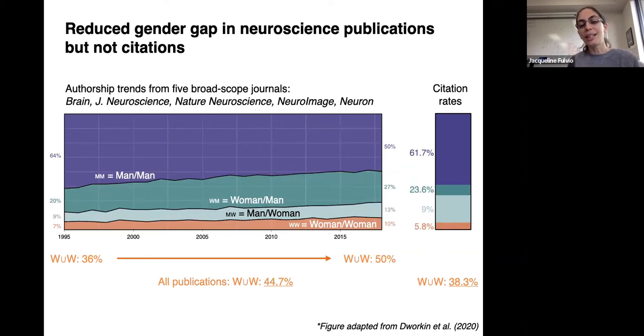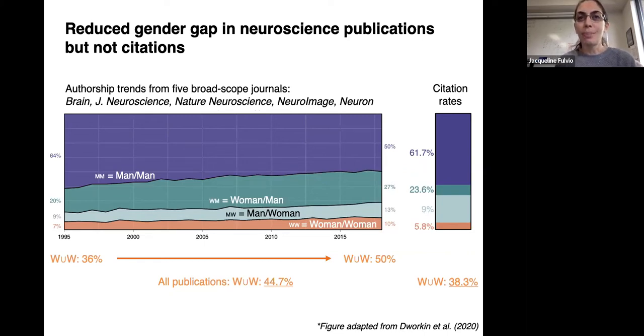And the results indicated that the articles published by men as first and last authors, henceforth MM articles, have been cited more frequently than the base rate, whereas women-led publications have been cited less frequently than the base rates. And so this is showing that there's some imbalance here. And it's not shown here, but they found, if anything, that this gender gap in citations has increased over time.